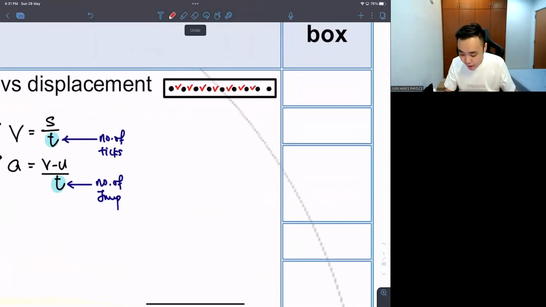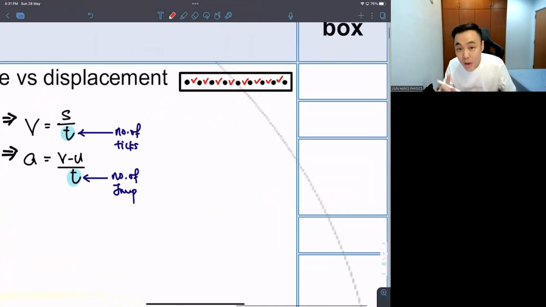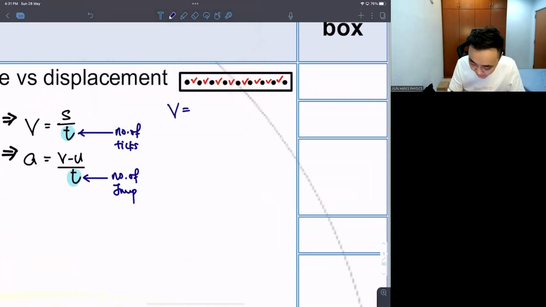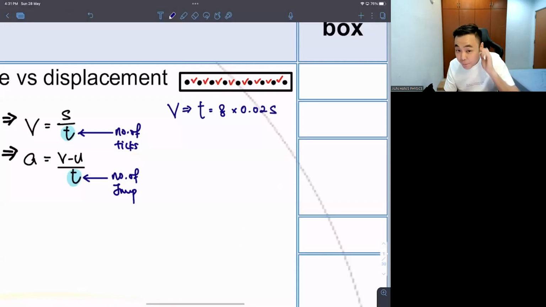How many ticks do we have? We have 9 dots, but we only have 8 ticks. You see that? So for this case, if you want to calculate velocity, the time taken is going to be 8 ticks multiplied by 0.02 seconds. Later I explain the 0.02.